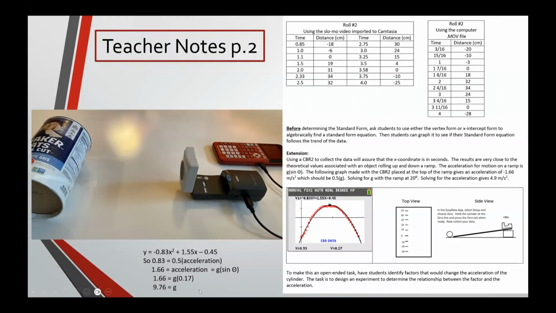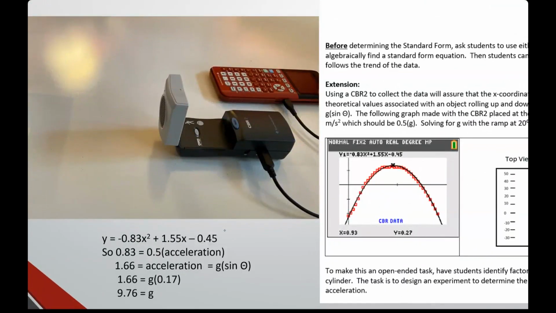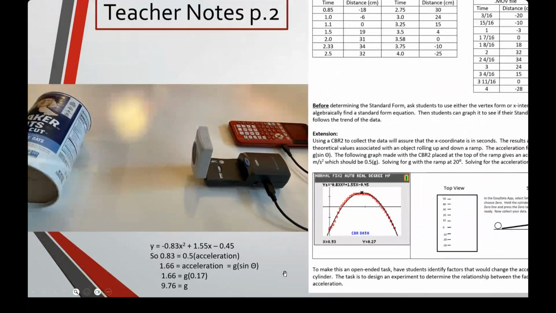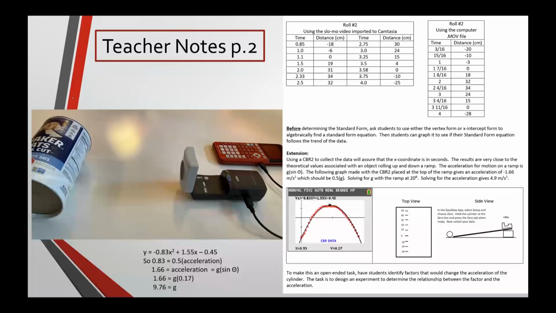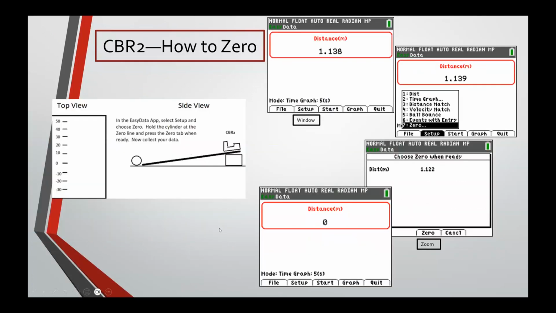But on the lower left-hand side here, you can see that if I use the data gathered by the CBR, because I know the CBR is gathering seconds, not frames per second, not 30 frames per second or anything, I get a very close to accurate value of gravity in meters per second squared. And that made my physics colleagues go nuts.